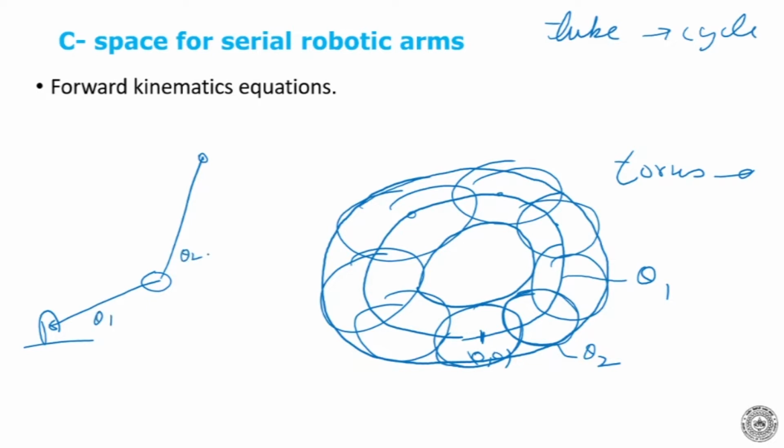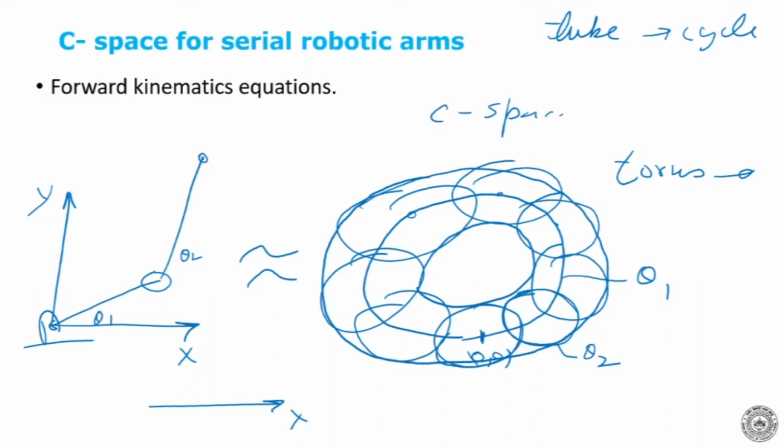Now this is different from Cartesian space. In Cartesian space, basically we are talking about x and y. So this is my Cartesian space, this is x and that is y. You can see that this space and this space are different now. This is my C space. Now, if there is an obstacle there, then the obstacle will also appear somewhere here, on the C space itself.